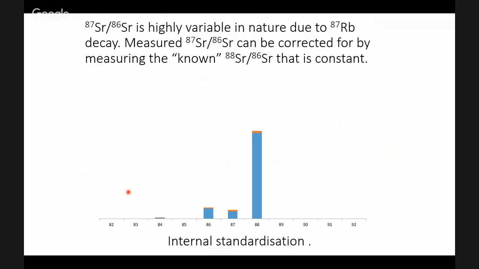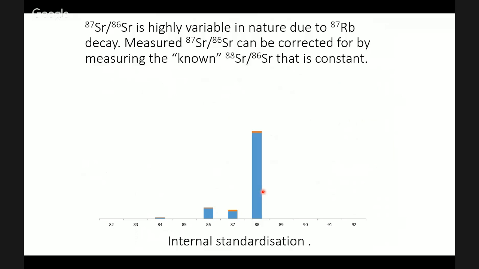So these are the isotopes of strontium. There's a minor isotope 84, there's an isotope 86, 87, and 88. Okay, so we might particularly be interested in the 87 to 86 ratio, because this is the one that varies the most in nature. Okay, there's relatively little variation in the other isotopes.